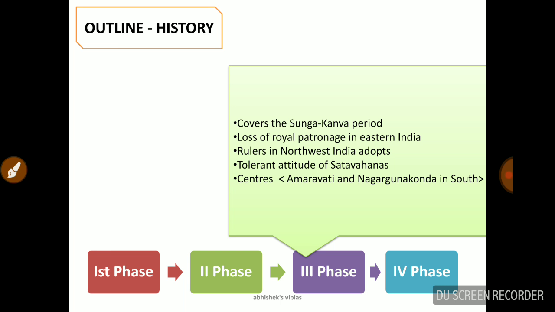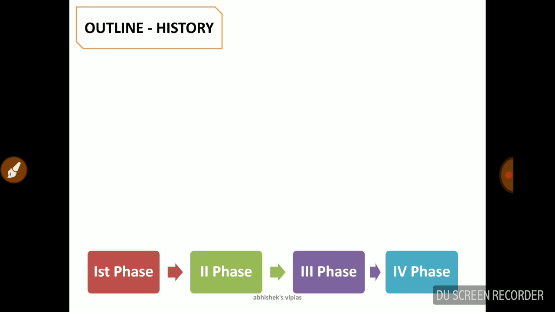So what are the important highlights in the third phase? The eastern decline and the northwestern adoption, and in the southern area we have upcoming centers like Amaravati and Nagarjunakonda. Okay, and this is the third phase. And the fourth phase, very important.